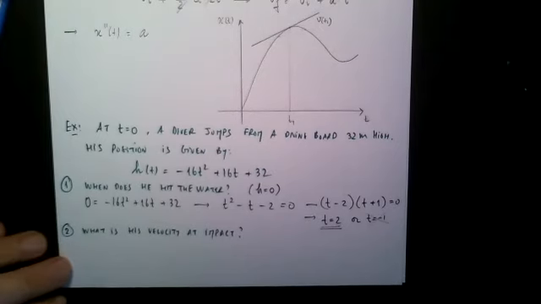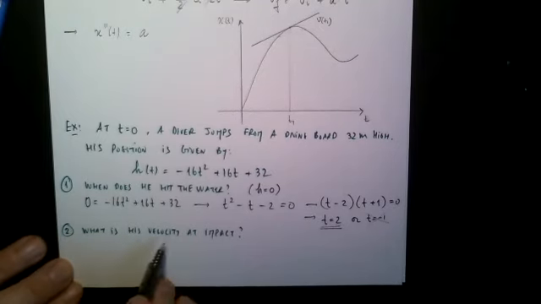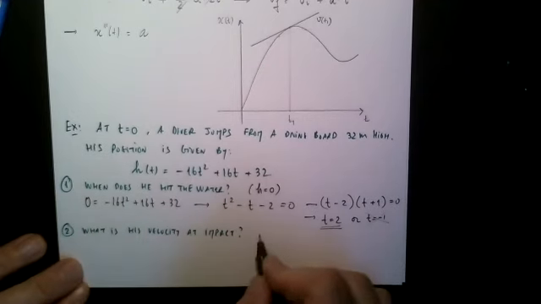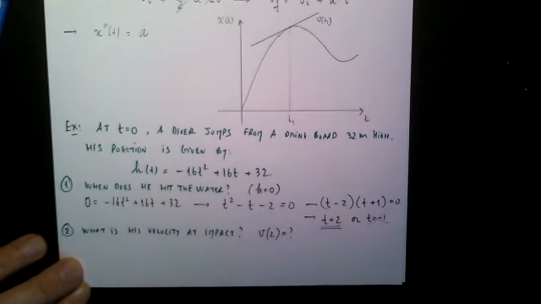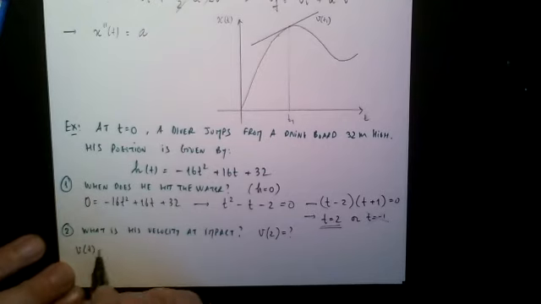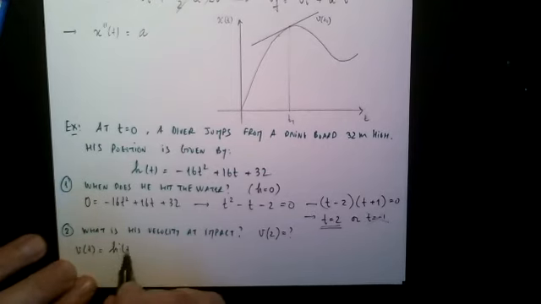Last question. What is the velocity at impact? So basically we want the velocity after 2 seconds. So we're looking for v of 2, because the impact is 2 seconds later. So let's find v of t. v of t is equal to h prime of t. And so I have to derive this.